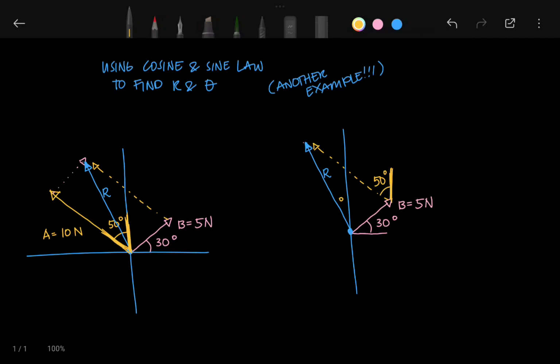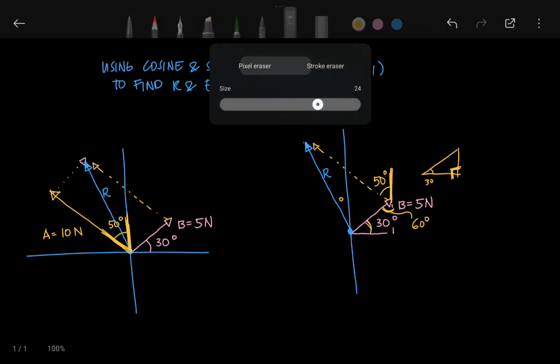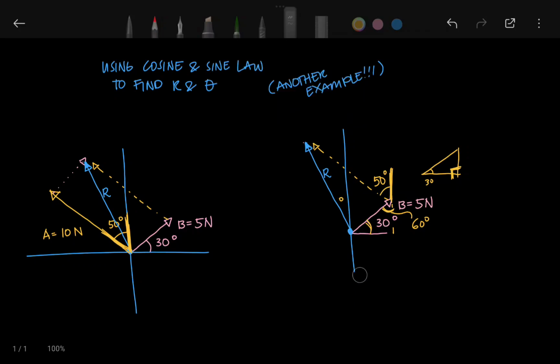Now, another thing, if I continue to drop this vertical line, there is a little triangle that is going to be formed with 30 degrees and then my right angle, and therefore, how much is this? Isn't this 60 degrees? Okay, that's steady. One second, erase pixel.